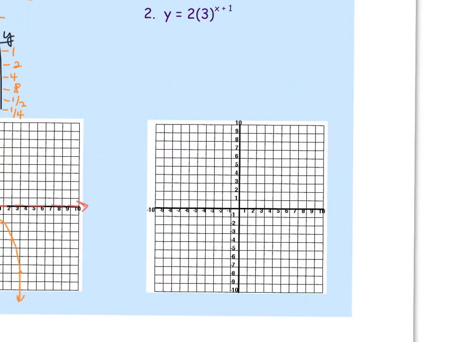Let's try the next one. Our next function, y equals 2 times 3 to the x plus 1 power. Notice there's no negative on this one, so we're not going to reflect over the x-axis like the last one. Our base is 3, so this is going to be a growth function, and the a value is 2. But what's going to make this one unique is that x plus 1. Whenever anything's being added or subtracted to x, the graph is going to move in the other direction. So the entire graph is going to move left 1 unit because it's plus in the equation. So left 1 unit.